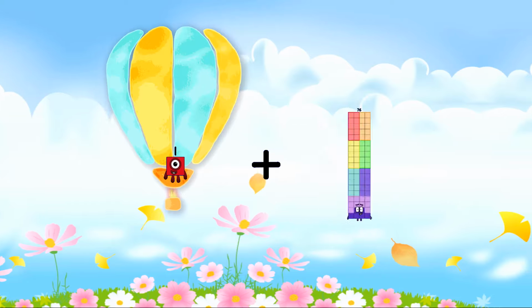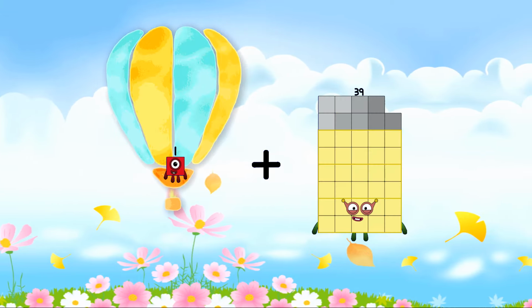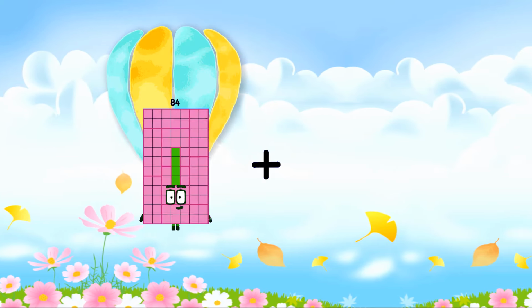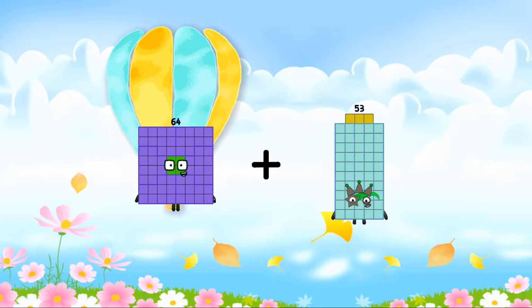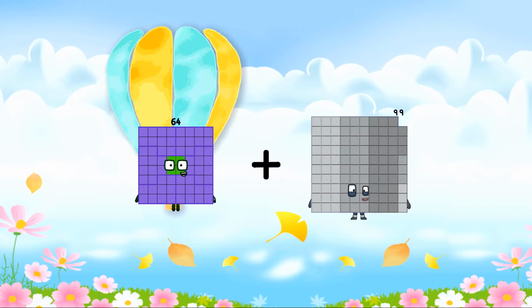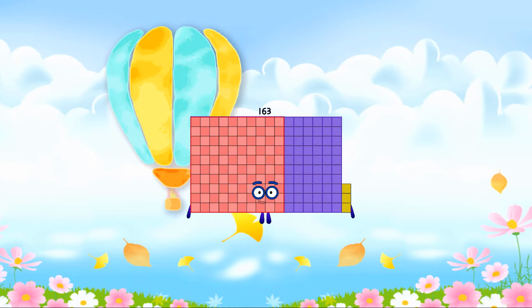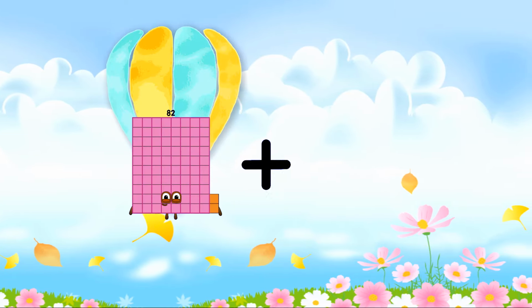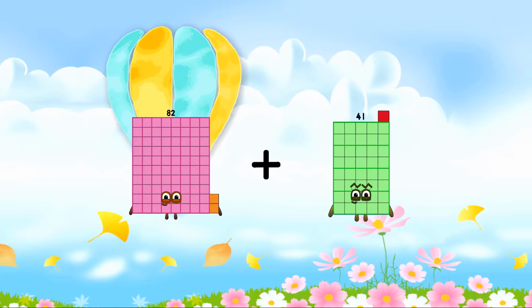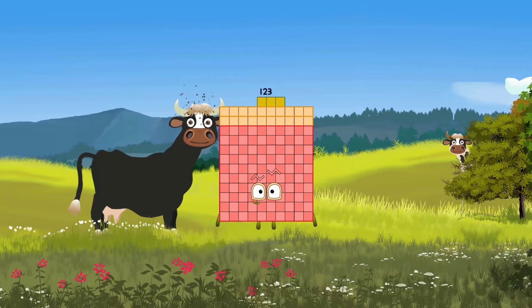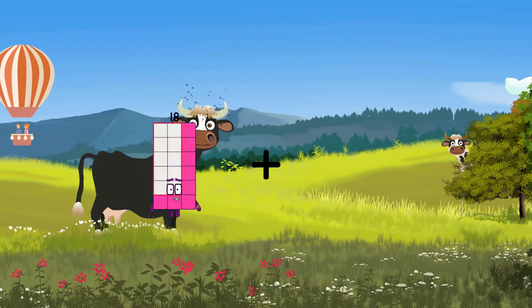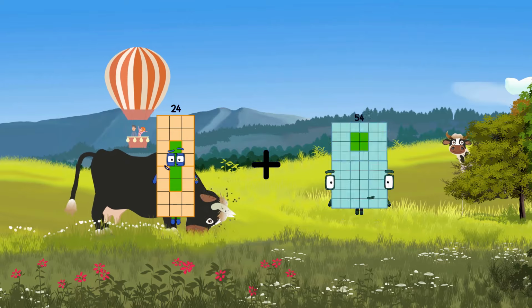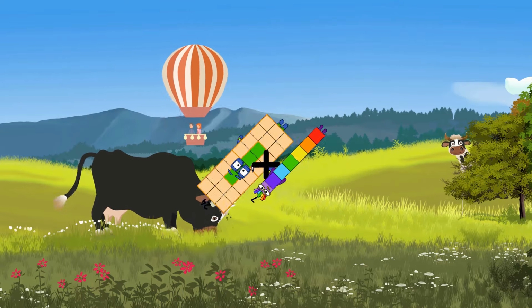1 plus 39 equals 40. 64 plus 99 equals 163. 82 plus 41 equals 123. 24 plus 7 equals 31.